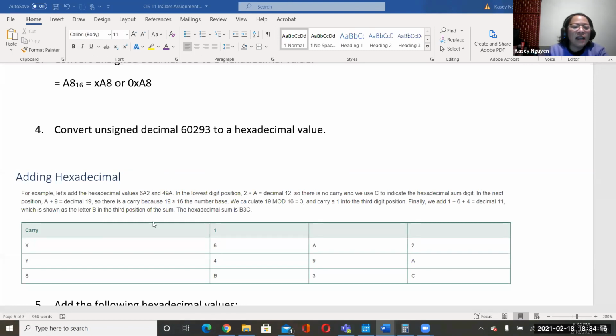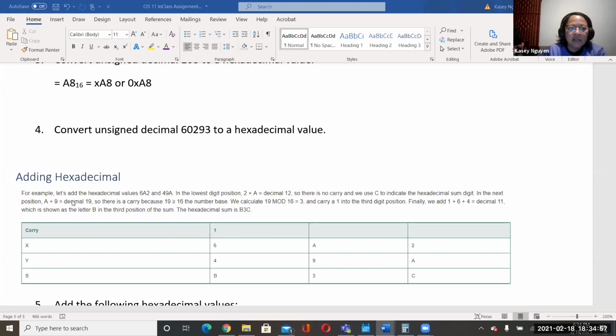Okay. All right, adding hexadecimal. So they're adding 6A2 hex with 49A. The lowest digit position is the 2 with the A. 2 plus A, remember A is 10, and you add the 2 to it, it's 12. So the decimal is 12, and there's no carry, because you only carry when it goes past F. So 12 is equal to C. This is why it has a C here, and that will be the hexadecimal after the sum.